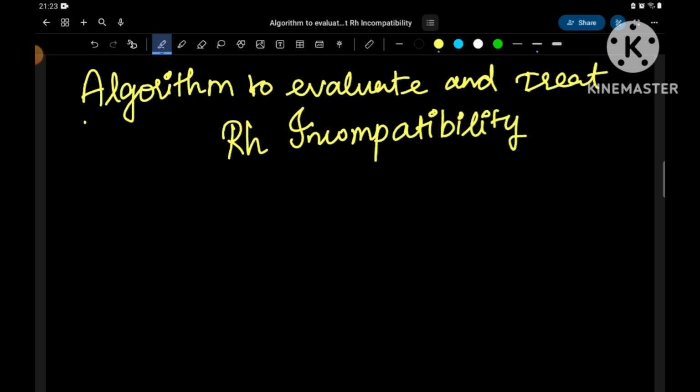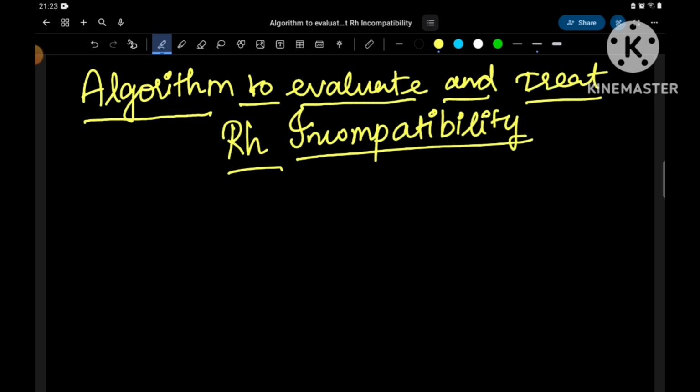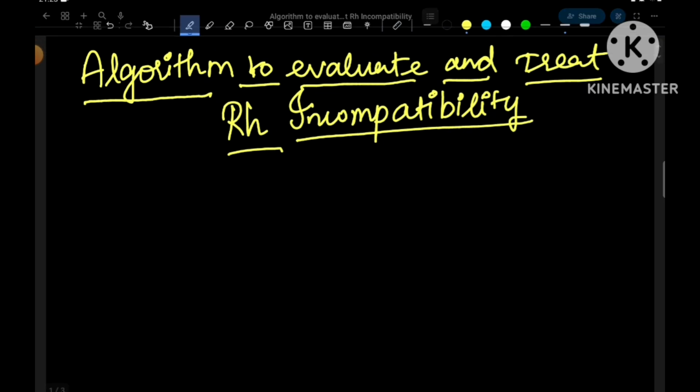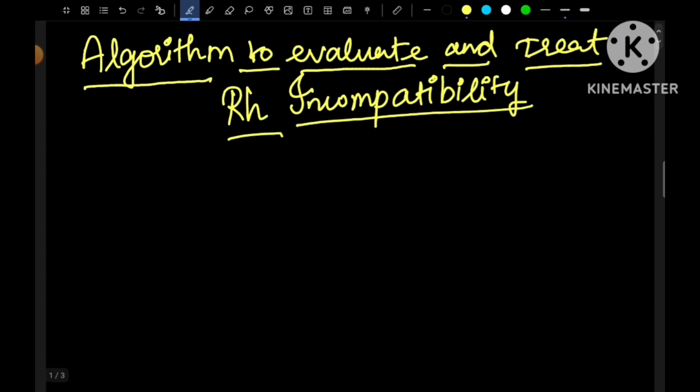We'll apply this algorithm directly without altering here and there. We will directly apply this algorithm in our practicals, that is in our hospital. So we'll learn about this, and it is so common. We will see a lot of cases in our hospitals.